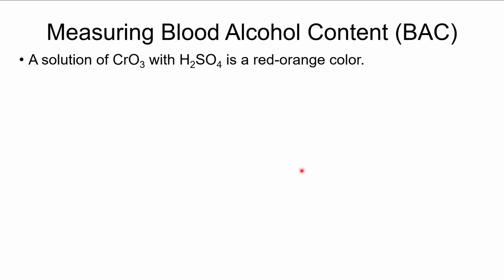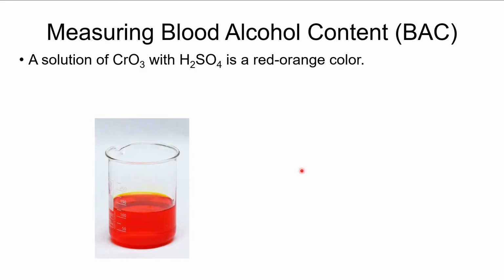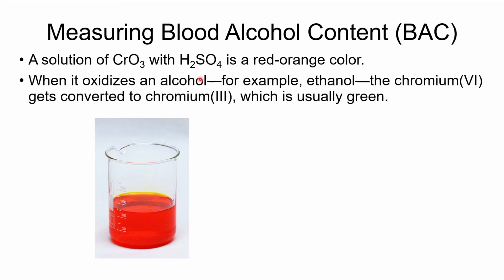Now, of course, when people drink alcohol, they're drinking ethanol, which is a primary alcohol, and that primary alcohol will get oxidized. The thing that oxidizes it is chromium 6 oxide. It has a red-orange color to it. When it does oxidize the alcohol, the chromium 6 will get converted into chromium 3, and the chromium 3 has a green color to it. So that chromium will get converted from orange to green, and that's pretty easy to see.